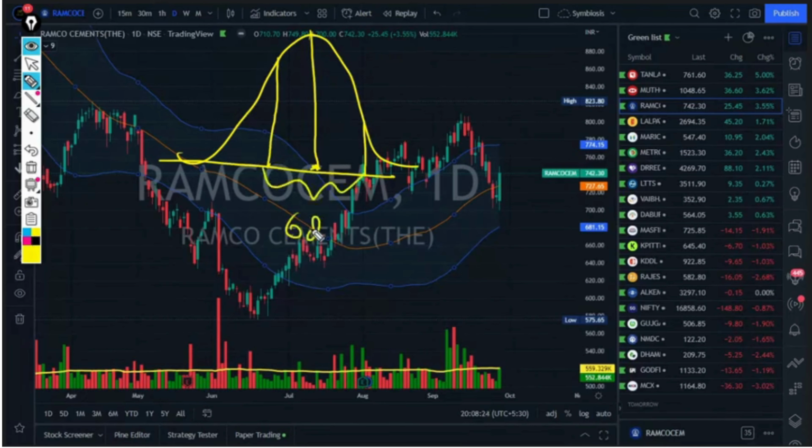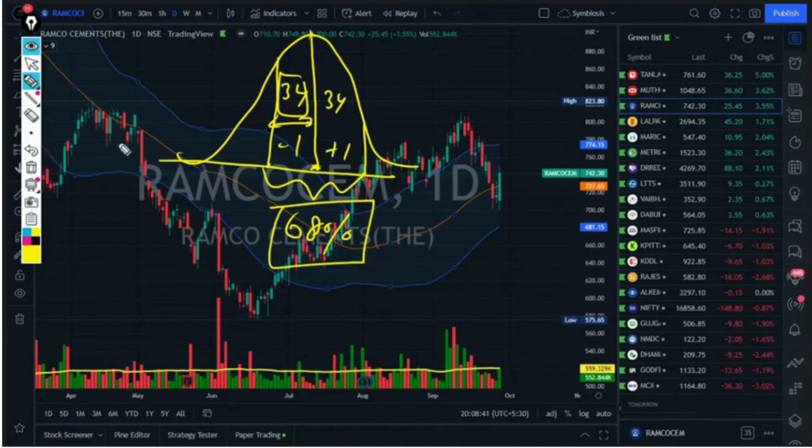you're saying that I am only looking at 68% of the chance as to what is going to happen. This represents 34% of the data, minus one step this side, and plus one step, it represents another 34% of the data. Total, it represents 68% of the data. It basically means what's going to happen in 68% of the cases.